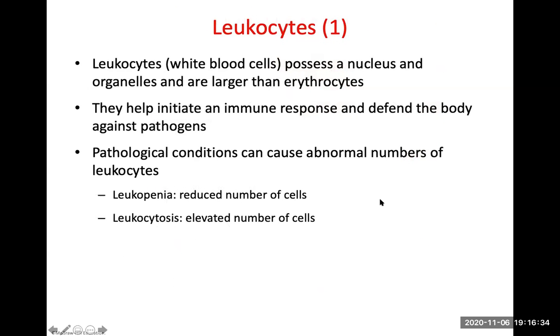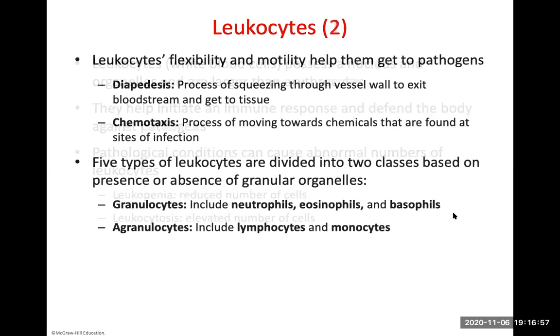Leukocytes then are your white blood cells. They will possess a nucleus and other organelles and will be much larger than erythrocytes. They help initiate an immune response and defend the body against pathogens. Pathological conditions can cause abnormal numbers of leukocytes. Leukopenia means a reduced number of cells, and leukocytosis means an elevated number of cells.